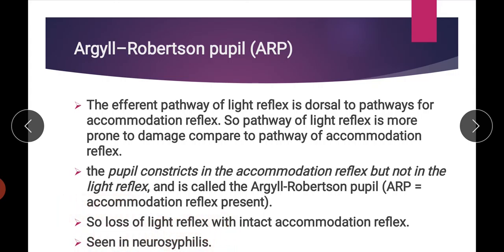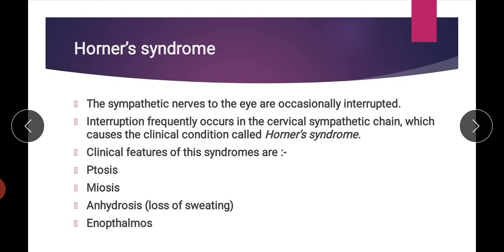Syphilis is a sexually transmitted disease, and sometimes it affects the CNS. Okay, so in CNS syphilis this Argyll-Robertson pupil is one of the signs. Okay, so this is about the Argyll-Robertson pupil. One more clinical condition about this autonomic innervation of the eye is Horner syndrome.